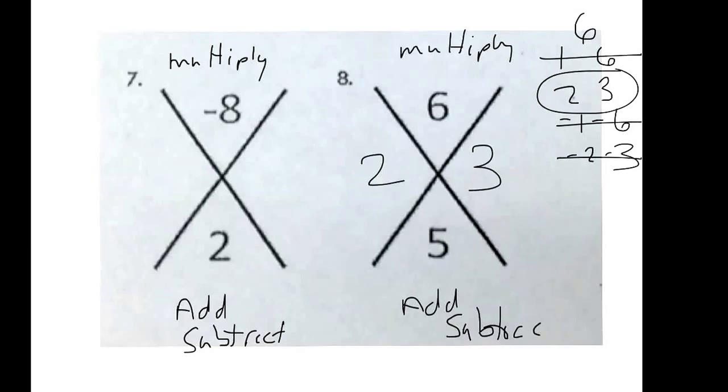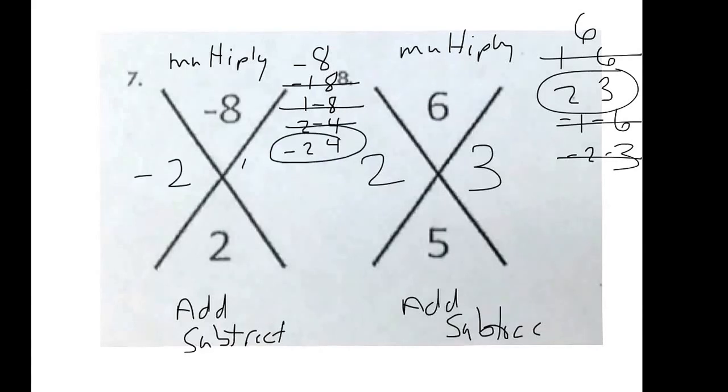Okay. For negative 8, we have negative 1 and 8, 1 and negative 8, 2 and negative 4, negative 2 and positive 4. We need to combine to make a positive 2. That makes positive 7, negative 7, negative 2, positive 2. So negative 2, positive 4.